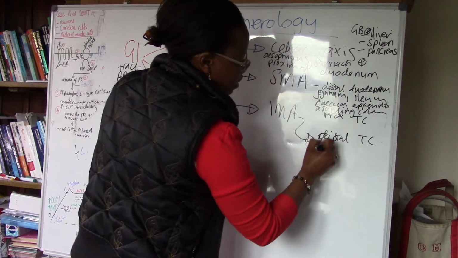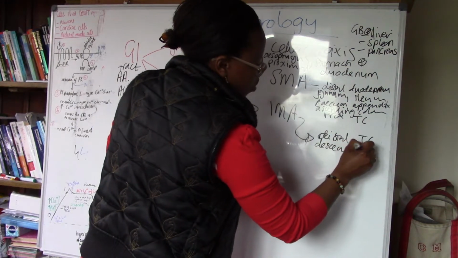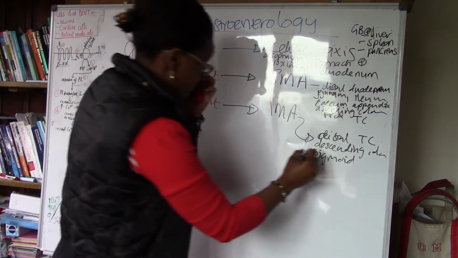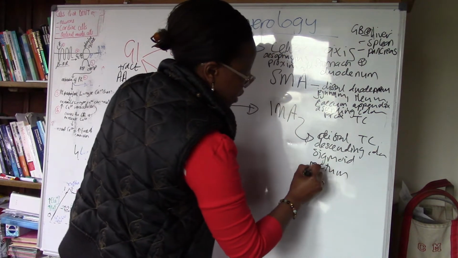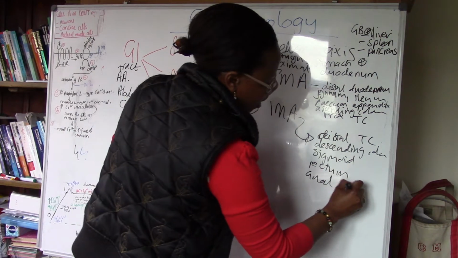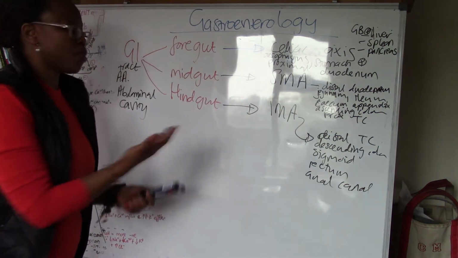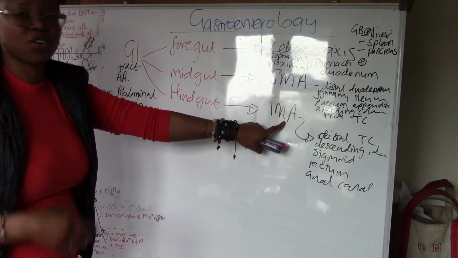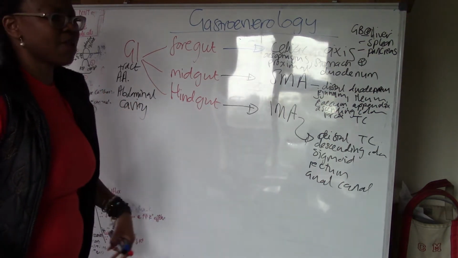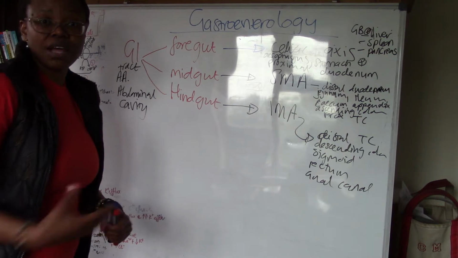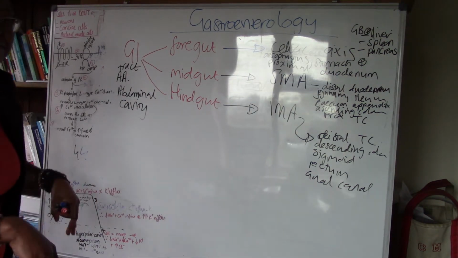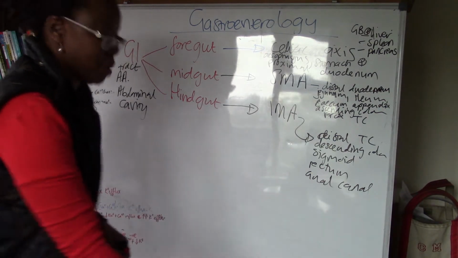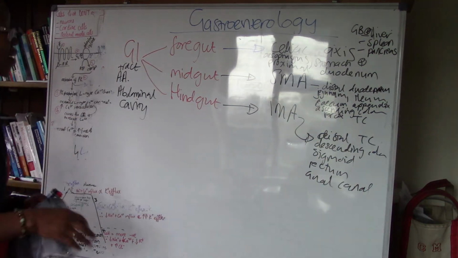transverse colon, the descending colon, the sigmoid colon, the rectum, and indeed the anal canal, particularly the proximal aspect of the anal canal, which is supplied by the inferior mesenteric artery. Obviously, the distal part receives its blood supply from the iliac arteries, as the abdominal aorta bifurcates. But the proximal part receives its blood supply from the inferior mesenteric artery.